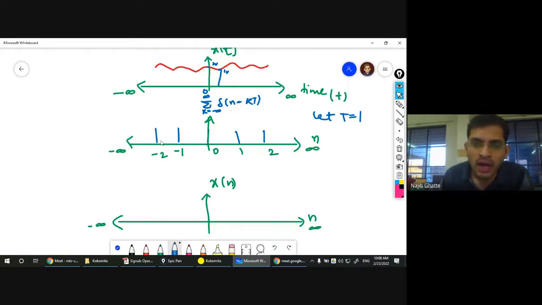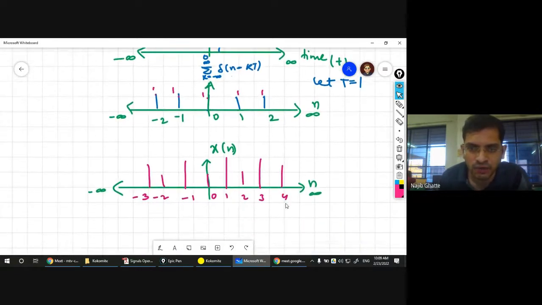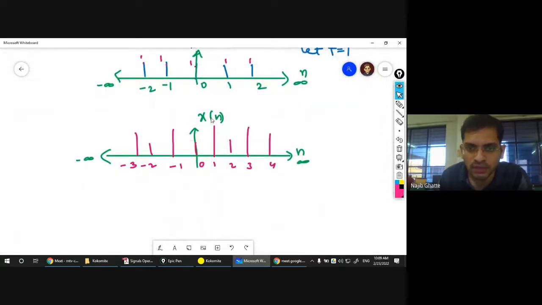Now, this makes it clear that the magnitude of the delta function is always 1, because it is the area under a curve. So everywhere the value will be equal to 1. If I multiply this 1 with this, and this one with this, I get something of this kind as my final answer. And this is obviously 0, 1, 2, 3, 4, minus 1, minus 2, minus 3. Got it, sir? Now what I have drawn is x of n, where n is the number of samples.